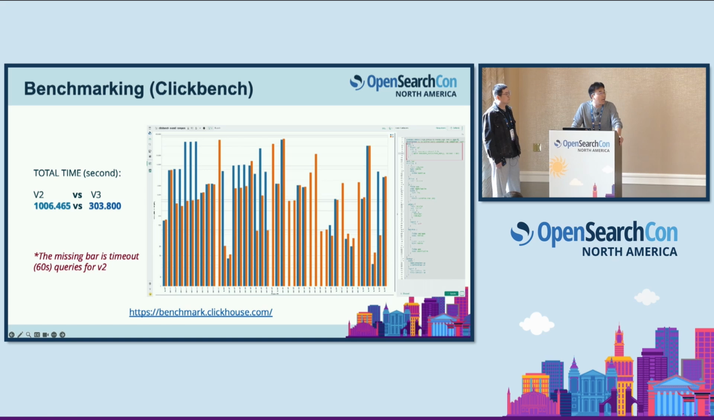So to better evaluate our V3 engine's capability, we introduced ClickBench. It is a more comprehensive and challenging benchmark suite. The test results show that the V3 engine is 3 times faster than the V2, and that is a very impressive improvement.